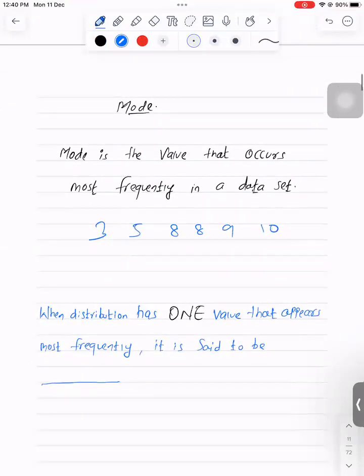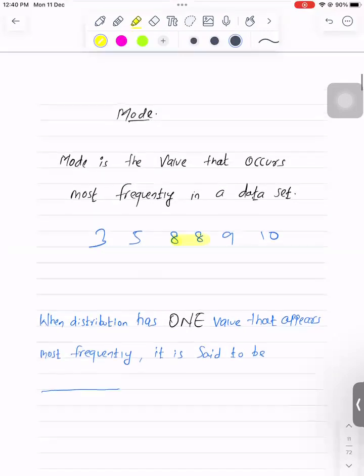Okay, next is mode. Now mode basically means the most repeated value. Okay, the value which is repeating more frequently in the data set is called the mode. So take for example, if you look at this data set, 8 is repeating. So in this case, I will say the value 8 is the mode here.